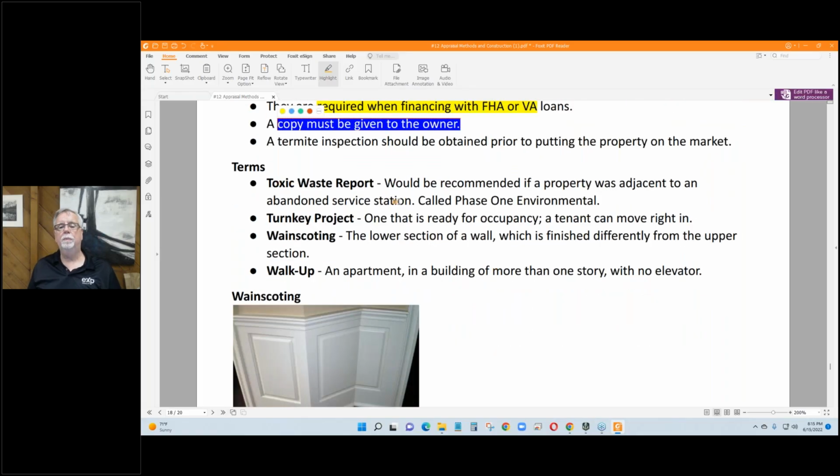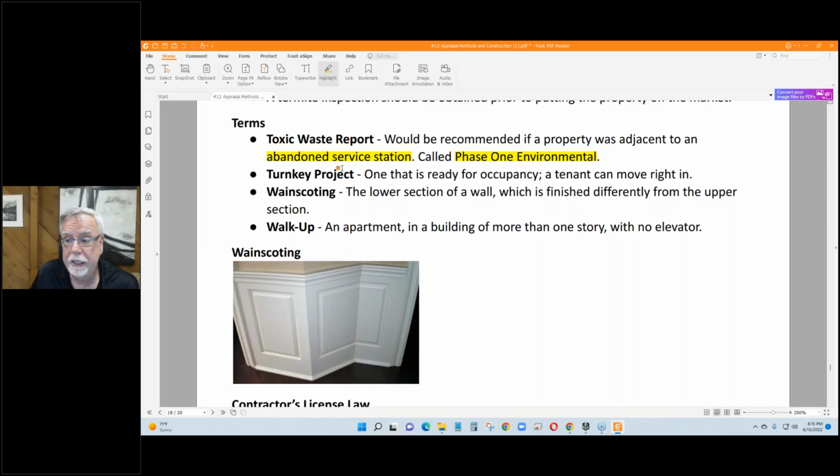Toxic waste report is now called a Phase 1 environmental. The most common example on the state exam is a property next to an abandoned gas station. Toxic waste report is a generic term, but in California, and not just in California, more recently it's called the Phase 1 environmental.